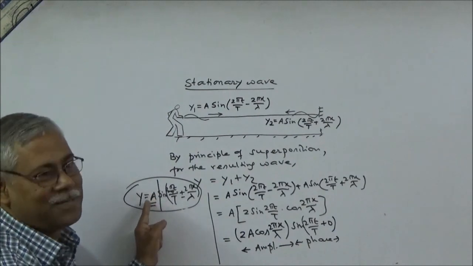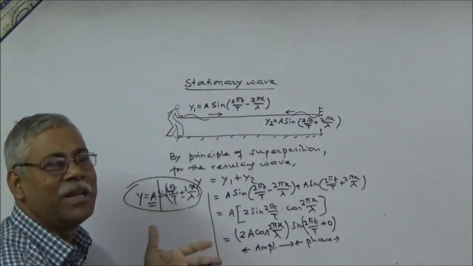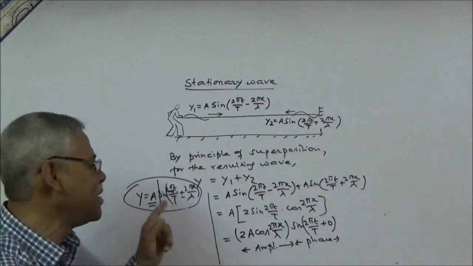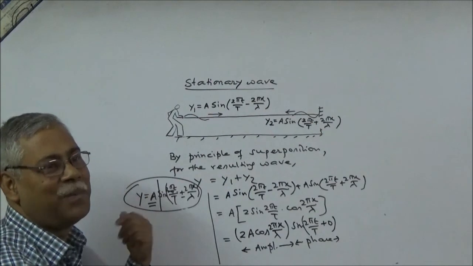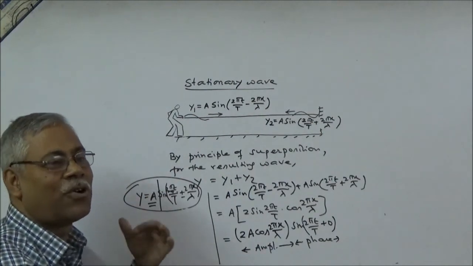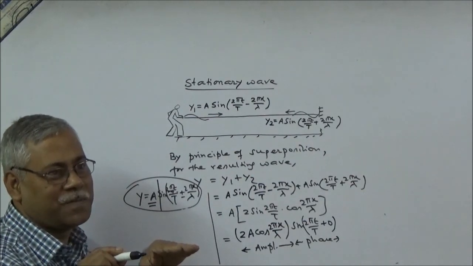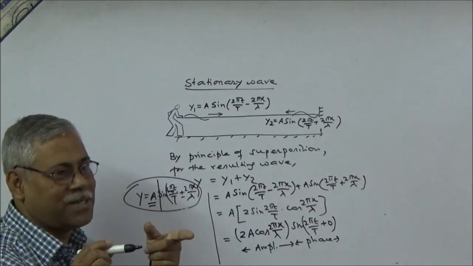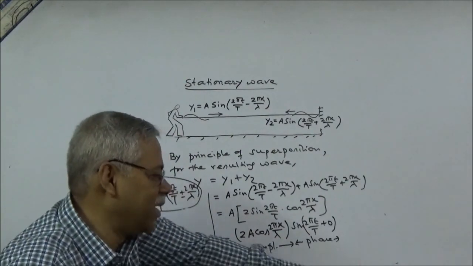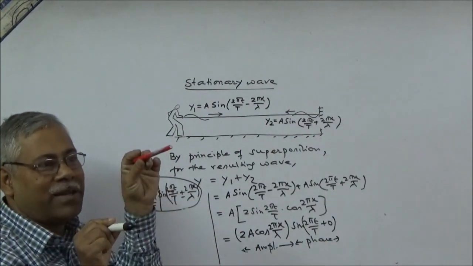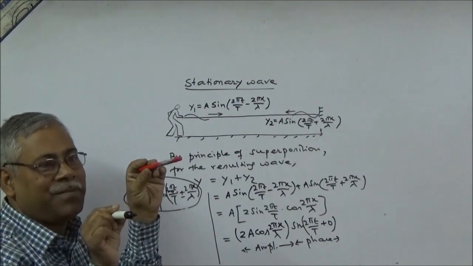Here it is A. A means it does not depend on the position of the particle. It is A, which means for all particles the amplitude is A. All particles vibrate with the same amplitude. There is a phase difference. You may find one particle at the peak while another is somewhere else.